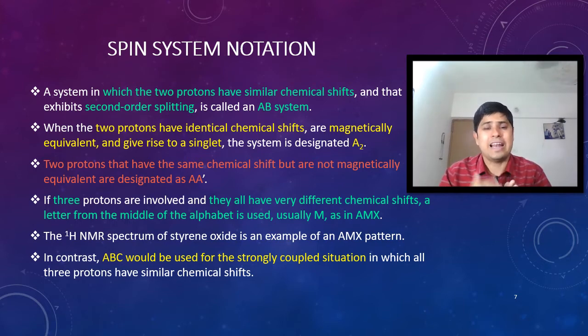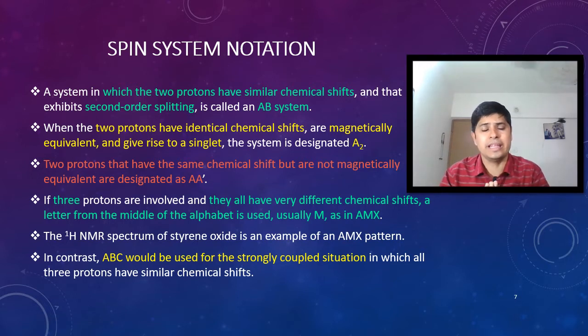In para-dichlorobenzene, last year we saw there are two types of protons. Those two protons are chemically equivalent but they are not magnetically equivalent. Such a spin system is called an A A dash spin system.